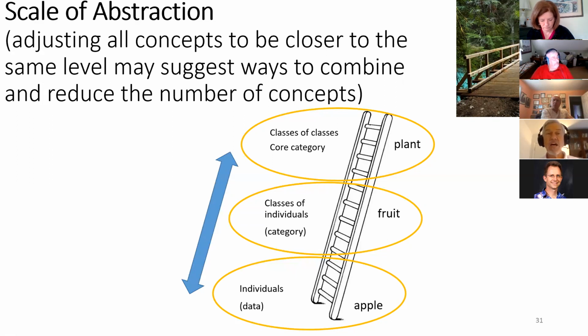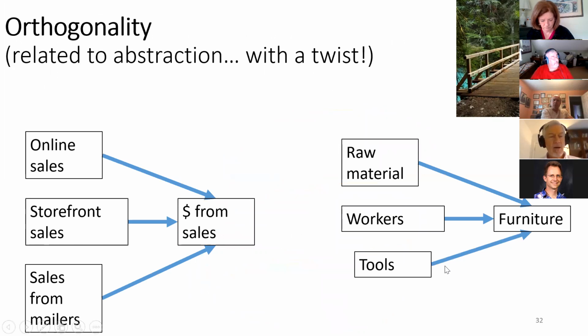Okay, so moving on from scale of abstraction. We're just about at the end here, so start gearing up your questions. This is the paper I'm working on right now. Orthogonality is possibly the highest level of mapping for the deepest understanding.